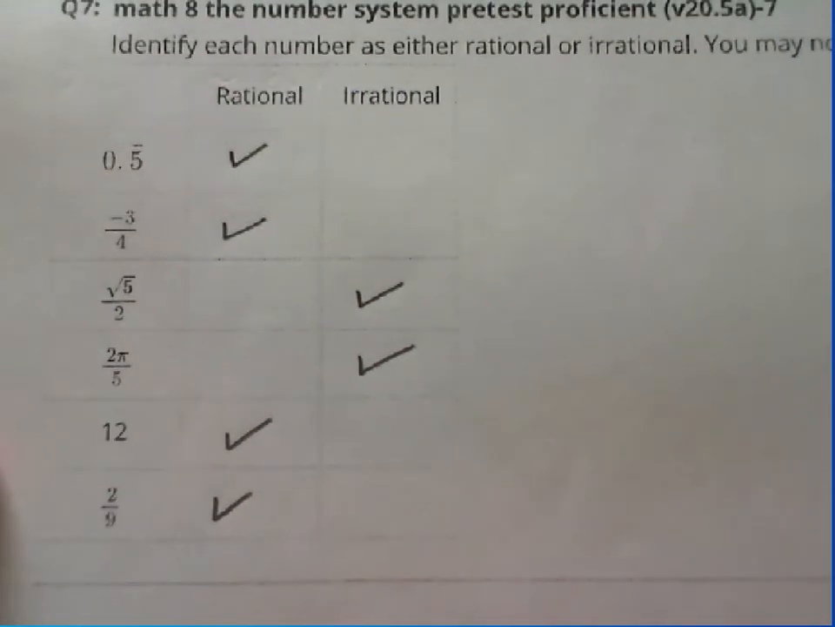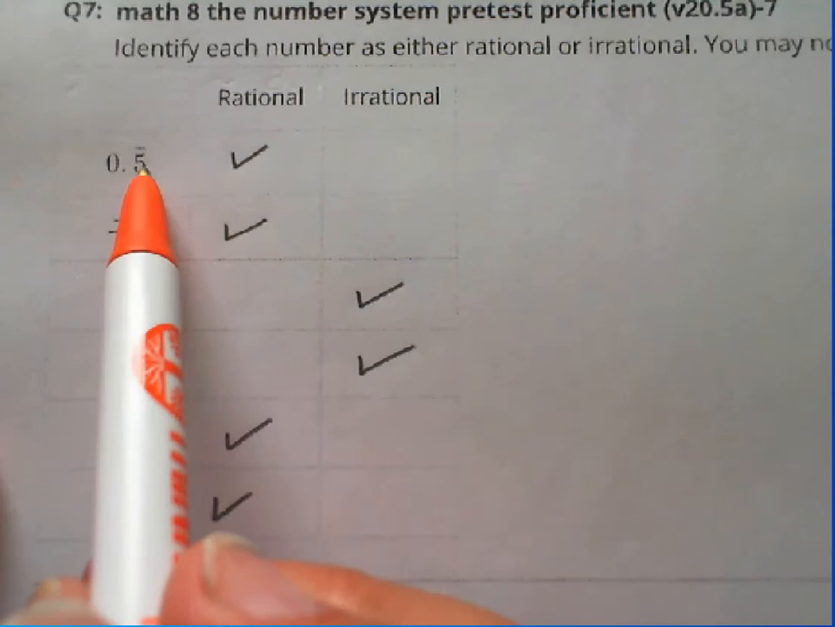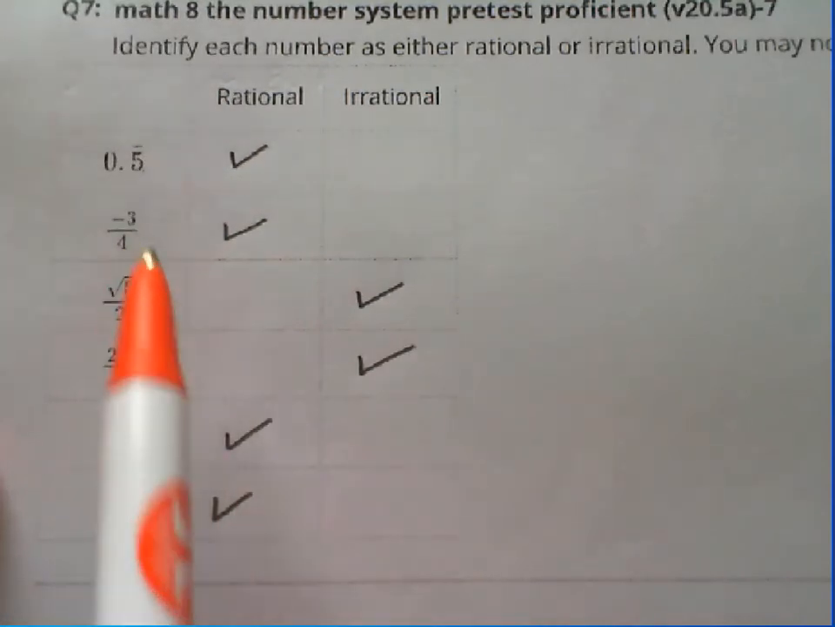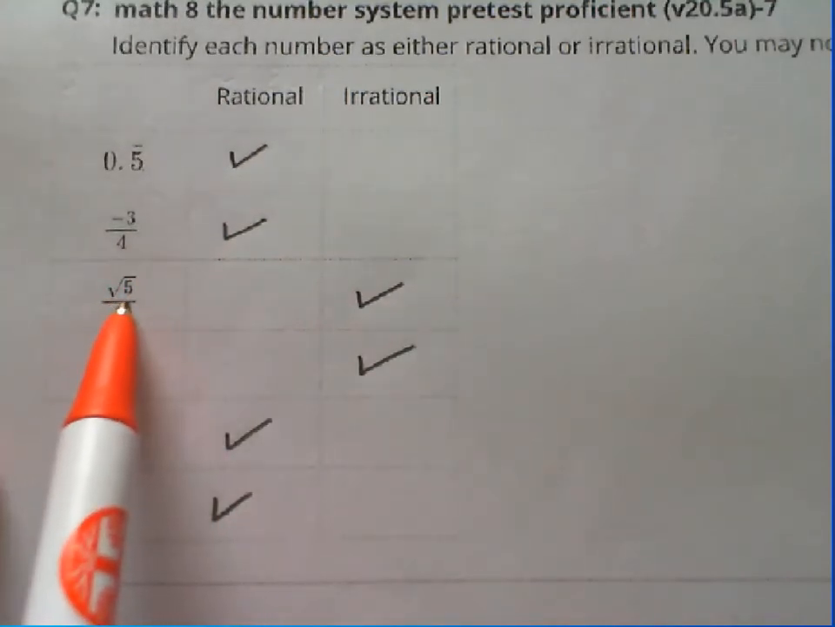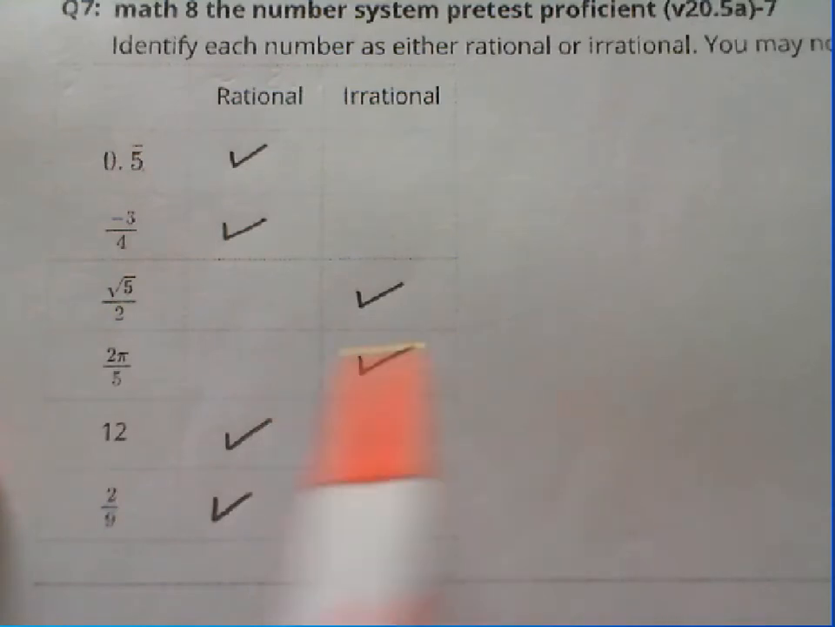Rational versus irrational. A repeating decimal is rational. A fraction is rational. Uh-oh, I've got a square root that I don't know, which means it's irrational. Pi is always irrational. 12, rational, rational.